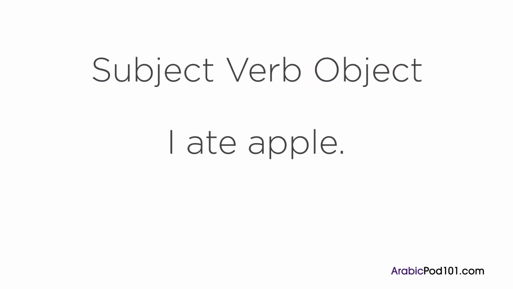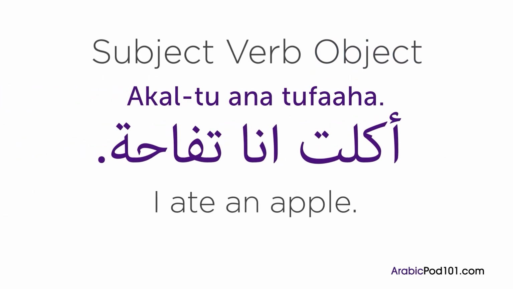If we break down the English sentence, I ate apple, we can see that the subject I is presented first, followed by the verb ate, and then finally, the object apple is positioned last. This is the basic word order for sentences in English. Now, let's compare that same sentence, I ate an apple, in Arabic.